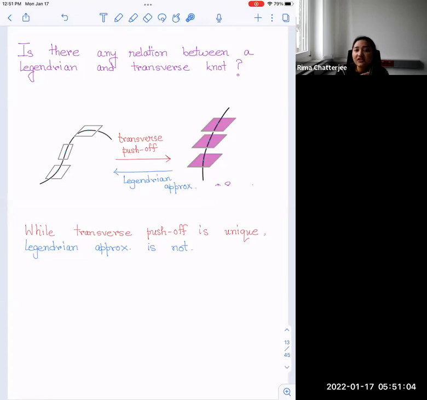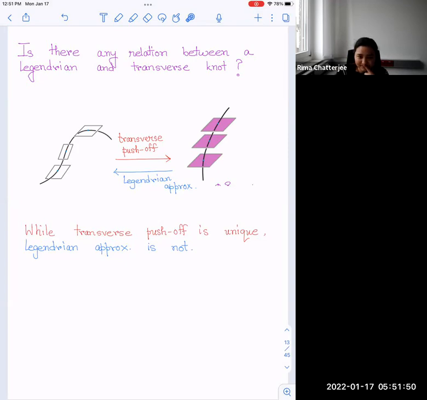Okay. Now, is there any relationship between a Legendrian and a transverse knot? This is a very, very important thing in contact geometry. By keeping the knot type fixed, we can move from a Legendrian knot to the transverse representative of the same knot type. There is an operation known as the transverse pushoff. If we have a Legendrian knot and apply the transverse pushoff, we get a transverse knot. And if we want to go from the transverse knot to the Legendrian knot, then we apply the operation known as the Legendrian approximation. A Legendrian approximation gives us a Legendrian knot from a transverse knot.